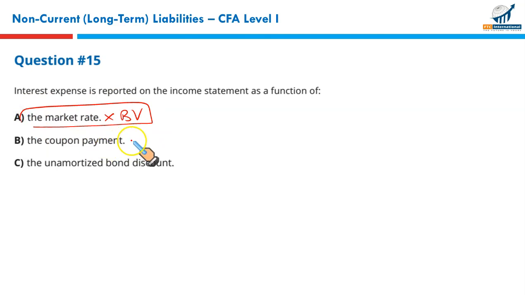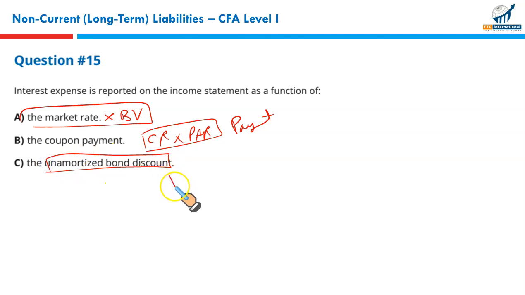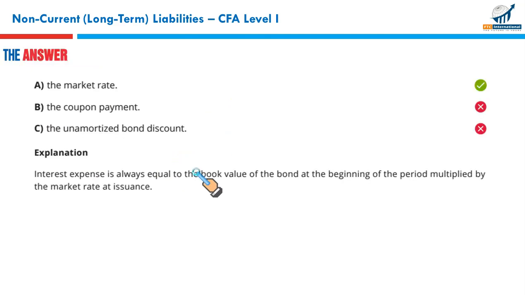The coupon payment is simply the coupon rate multiplied by the par. It has nothing to do with income statement expense. This is the interest paid. This is the payment. Interest payment is the coupon rate multiplied by the par. Unamortized bond discount has nothing to do with the payment or with the income statement expense. It is reported as a part of a balance sheet item. So it's market interest rate.